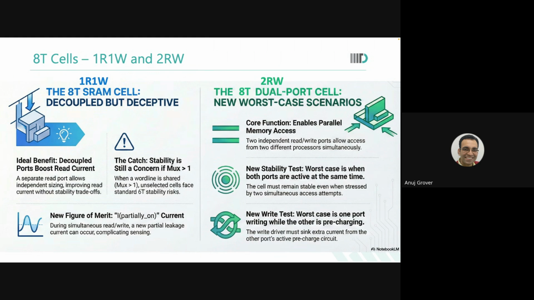Yeah, it will not fail. Probability of failure will reduce because there's much more margin now. But you have to design according to the worst case.